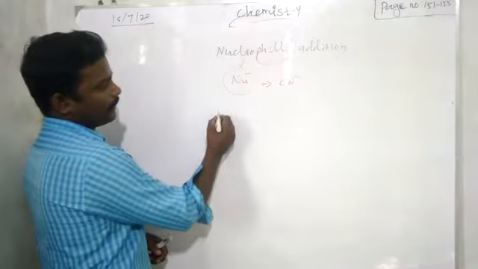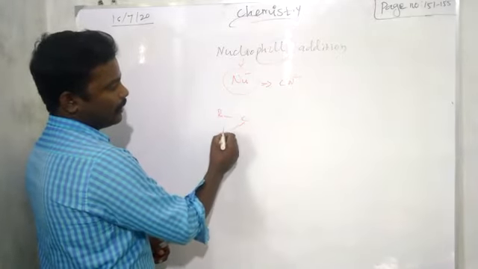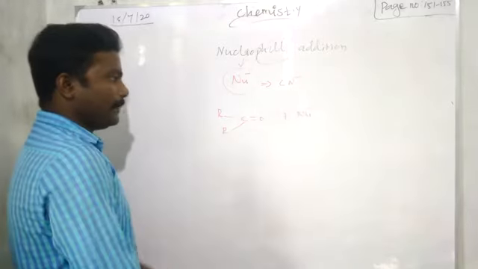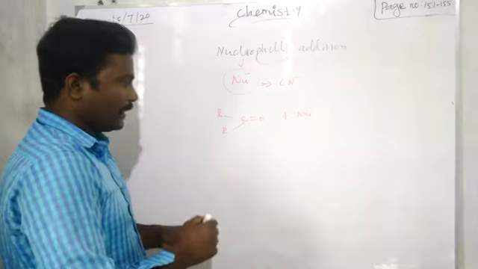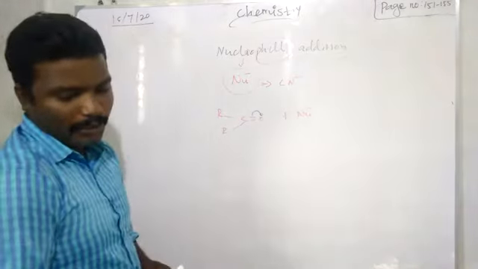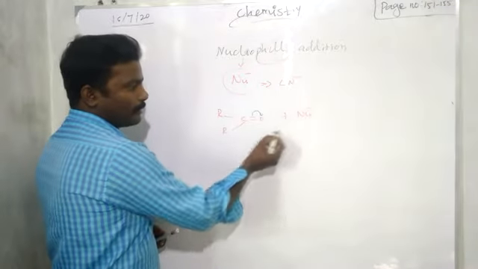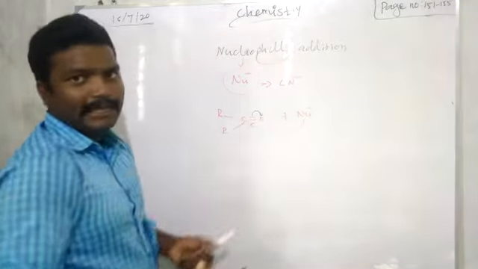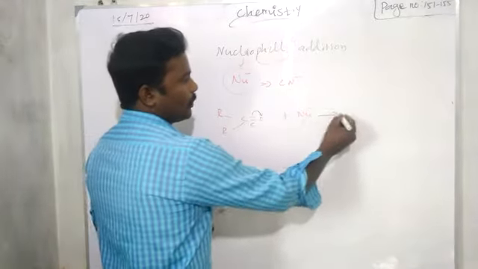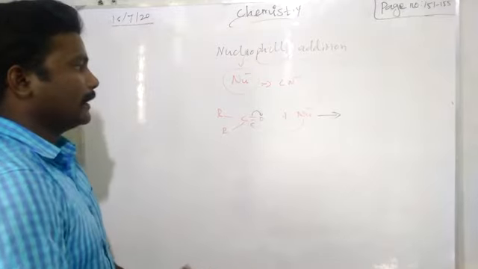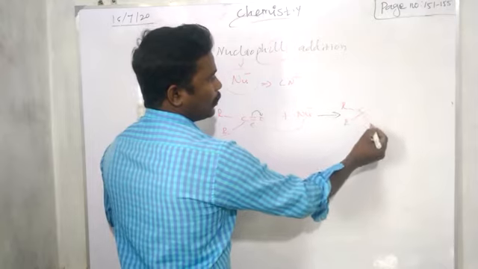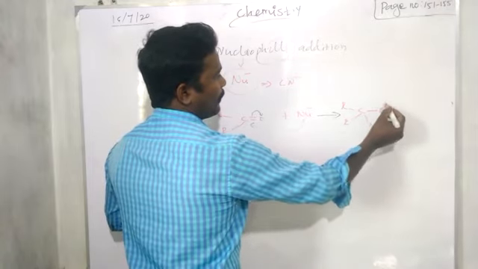What is the mechanism? R, C double bond O. If the nucleophile minus comes, what will happen? Because of the electronegative character of oxygen, it always attracts the bonded pair of electrons. So now the carbon carries the positive charge, and the positive charge will attract the negative charge. So what will be the product? R, and now the new one, the nucleophile, with O minus.